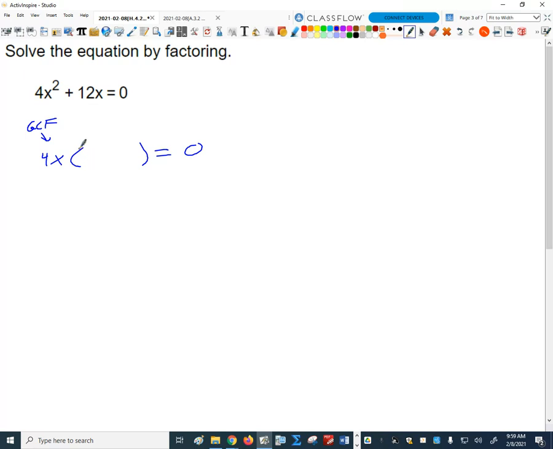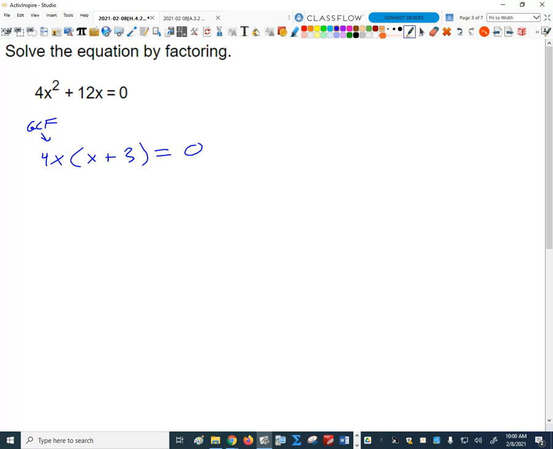4x times what is 4x squared? x plus 3. There you go, good. And then 4x times what is 12x? 3. Okay, good. So it was already in standard form, so there was step 1. We got it factored, there is step 2. And now we apply that zero product property, right? Remember that warm-up I had you do last time where I had you multiply a whole bunch of stuff in your head, and then when I told you to multiply by 0, everybody had the answer immediately. Because as soon as you multiply something by 0, you know you're getting 0 for a result, and that's the concept at the core of the zero product property.